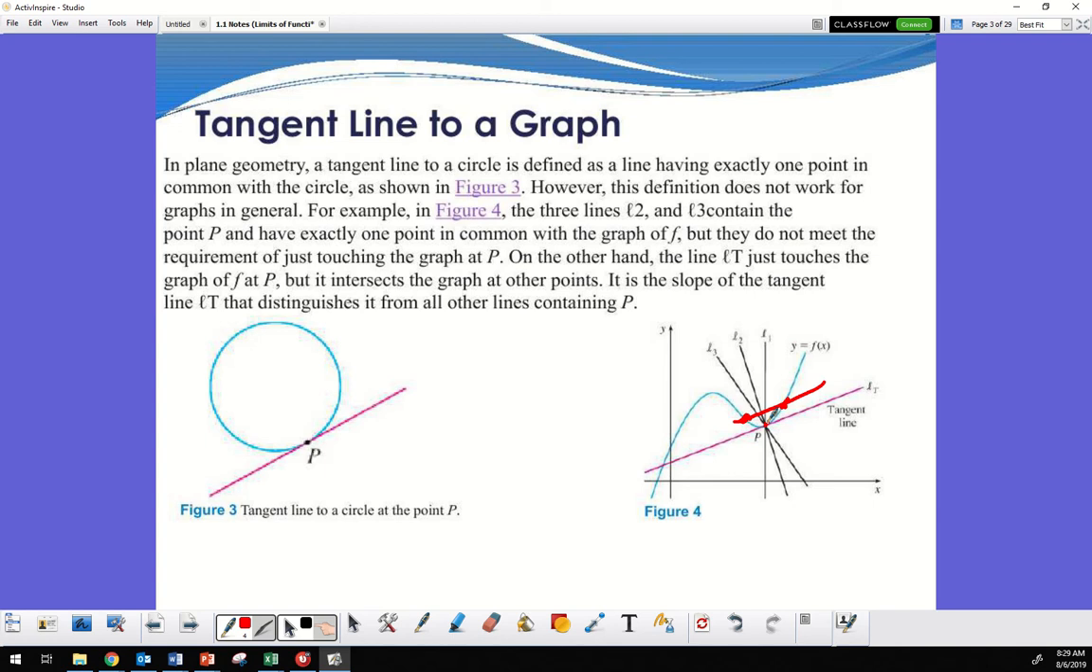So all through algebra, all through pre-calculus, you've been learning about finding the slope of a line given 2 points. But now we're actually dealing with the slope of a line given only 1 point. And that's what we have right here.